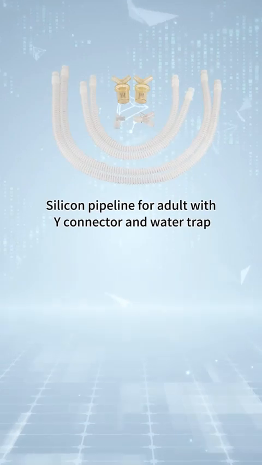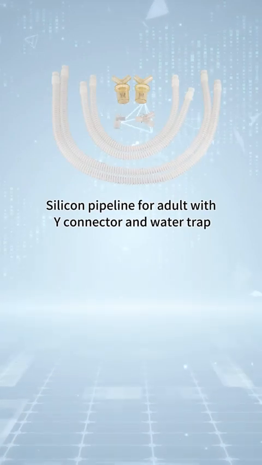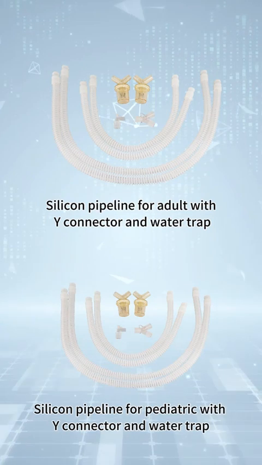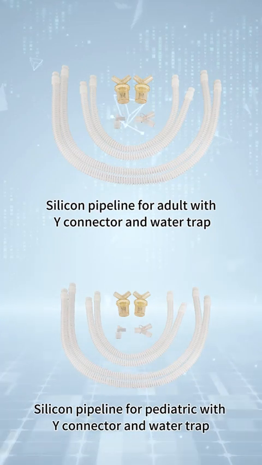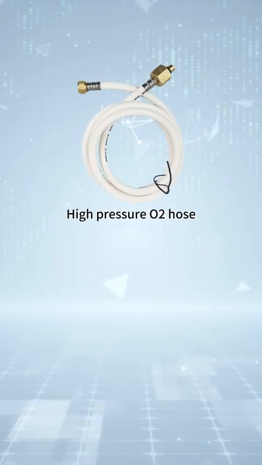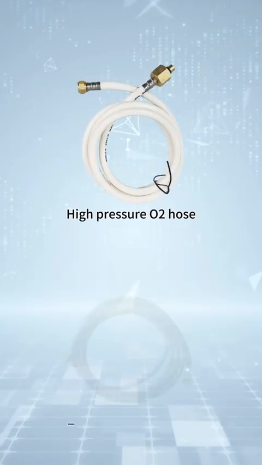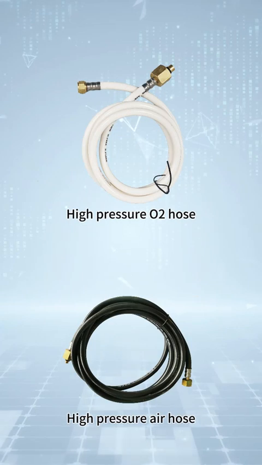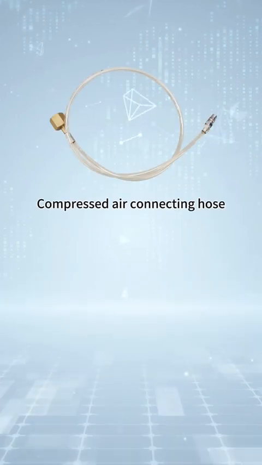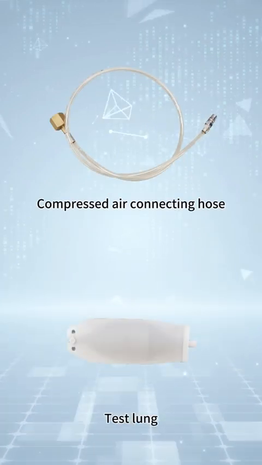Silicon pipeline for adult with Y connector and water trap. Silicon pipeline for pediatric with Y connector and water trap. High pressure oxygen hose. High pressure air hose. Compressed air connecting hose. Test lung.